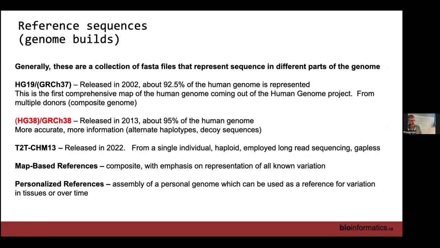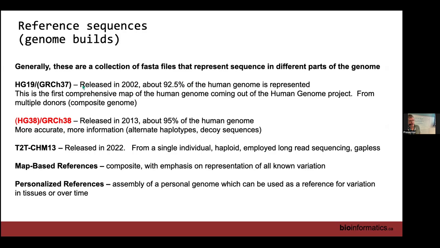Okay, so reference sequences, or genome builds. They're basically collected as FASTA files representing the sequences, broken up by chromosome. There's been an evolution in reference sequences. We're currently using this version here, HG38. For many years, the HG19 version was used. The earlier release in 2002 was kind of the completion of the human genome. It wasn't totally complete; maybe about 93% of the genome was complete. That was released in 2002.